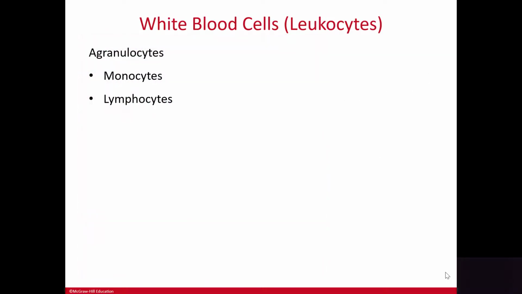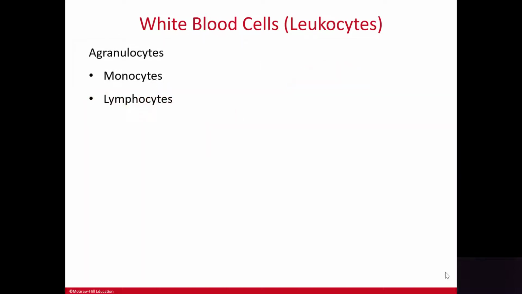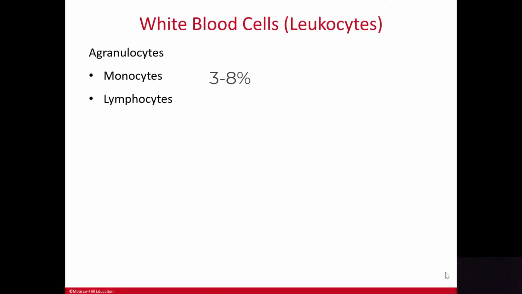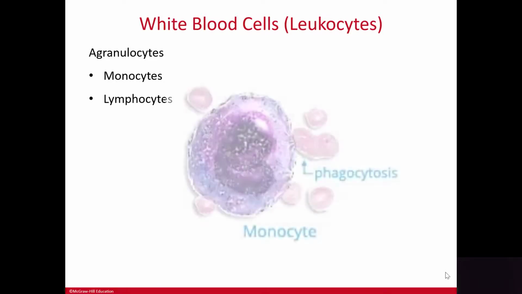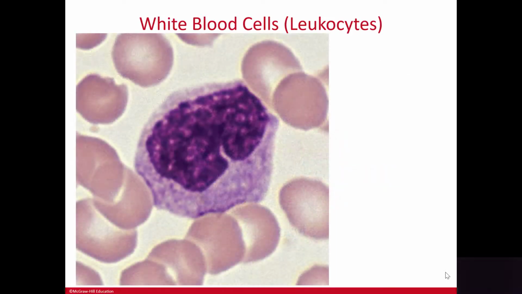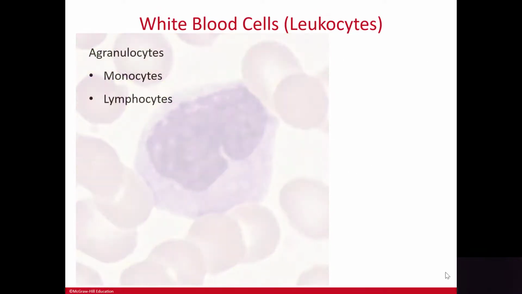The next group of white blood cells are agranulocytes. These include the lymphocytes and monocytes. These cells lack visible granules under a microscope. Monocytes are the largest leukocytes and make up about 3 to 8% of the total white blood cell count. They are able to leave the blood vessels and become macrophages that phagocytize bacteria, dead neutrophils, dead cells in the tissue, and some parasites. They also fight chronic infections like tuberculosis.